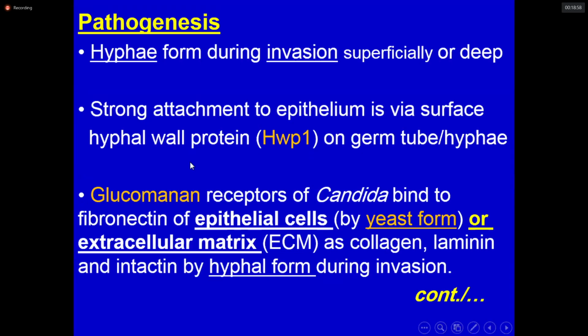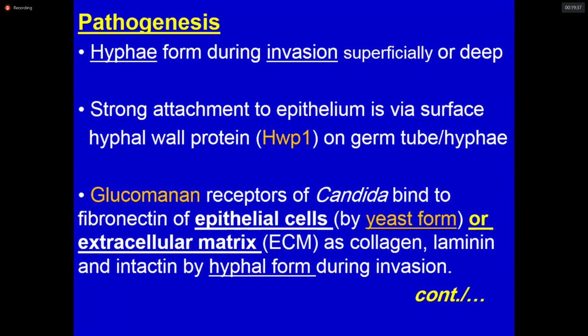As we said, there is a substance called glucomannan. Look at the name: glucose and mannan, mannose, is also a sugar. So glucomannan receptor is present on the candida, in the yeast form, which attaches to epithelial cells via fibronectin. So glucomannan, present on the yeast form of candida, attaches to fibronectin of epithelial cells.